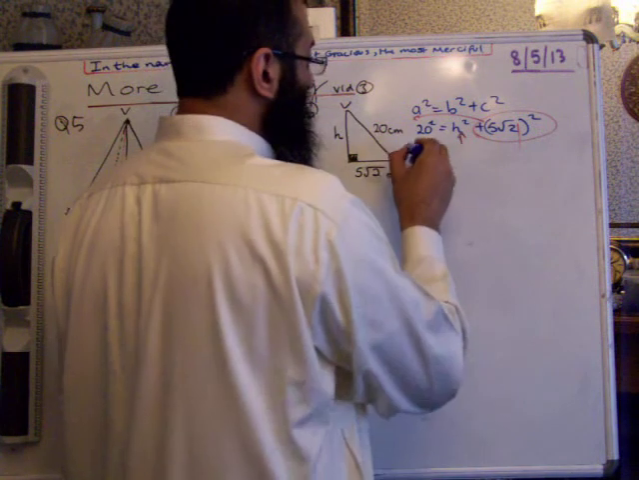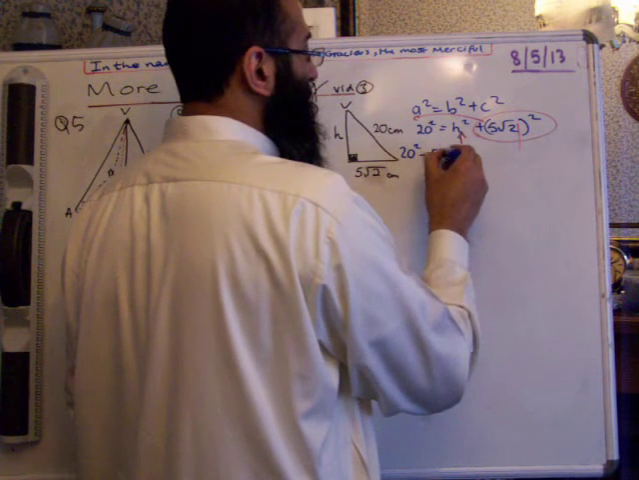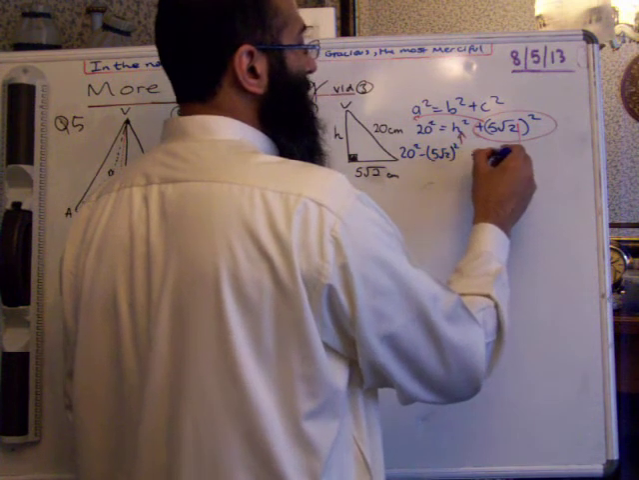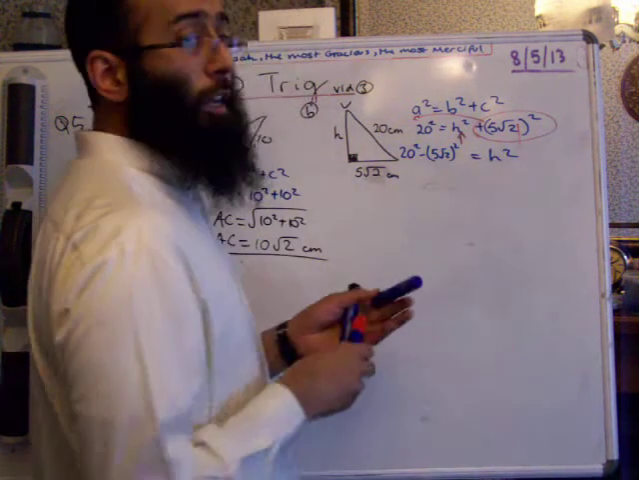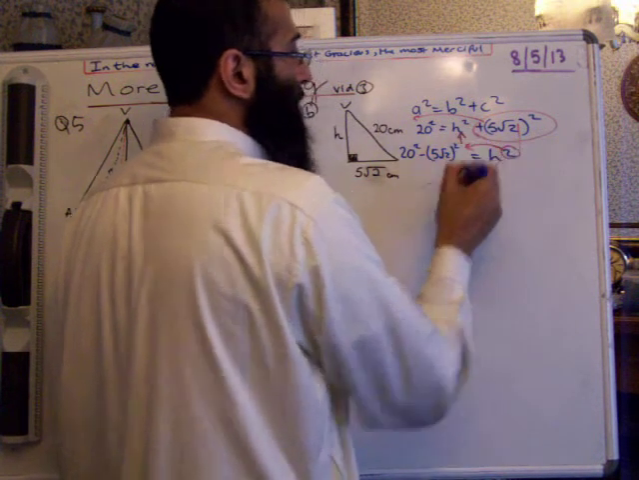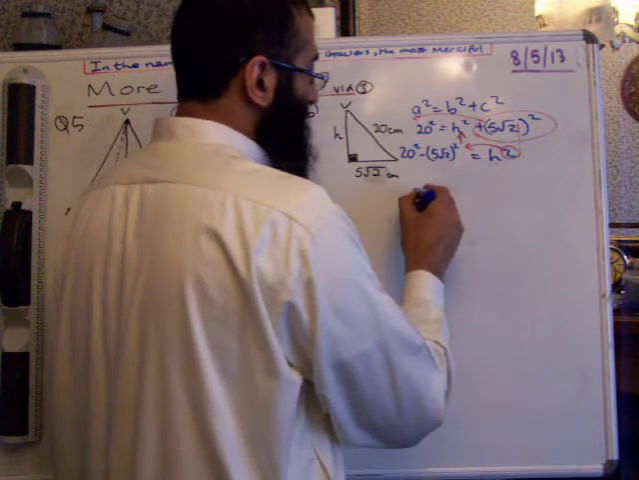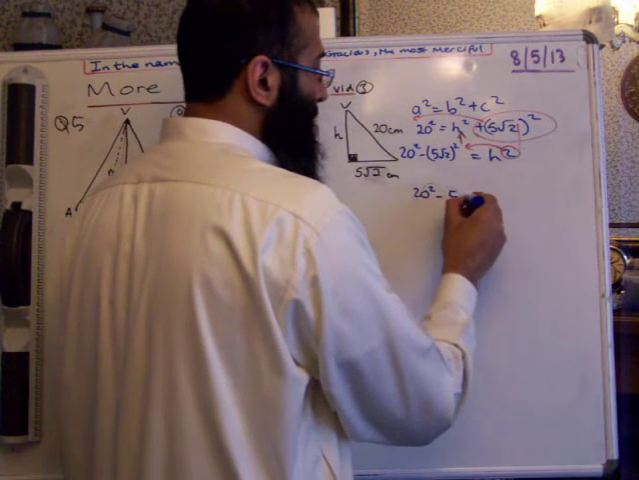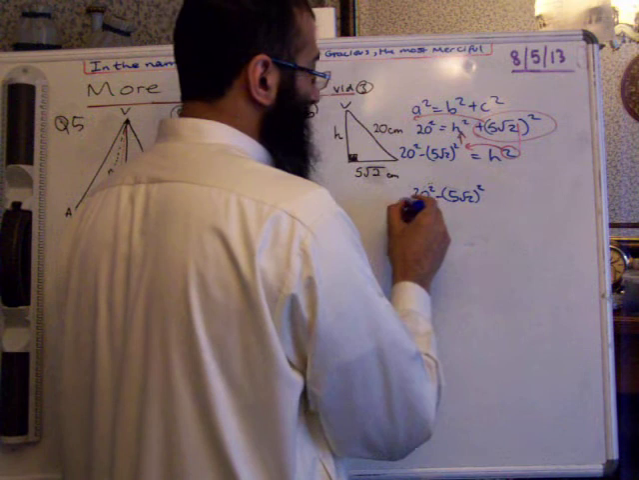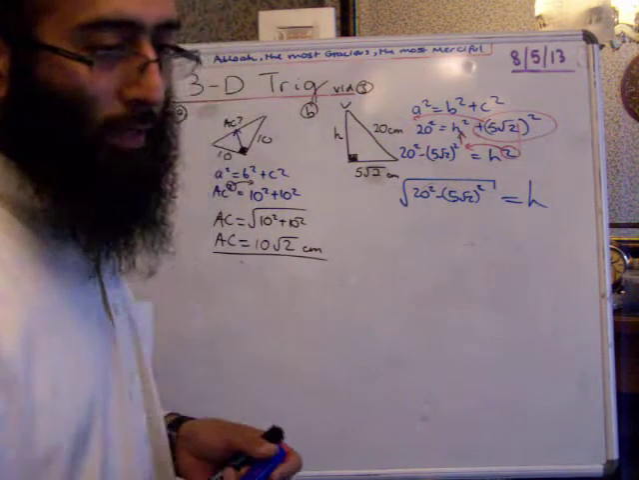So we're going to have 20 squared minus 5 root 2 whole squared is equal to h squared so far. Now we need to move the squared over. That goes over the brackets, so that goes over the equal sign. So that becomes 20 squared minus 5 root 2 all squared, and all of that square rooted will give you h. Right, quickly folks, can you work that out for me please?